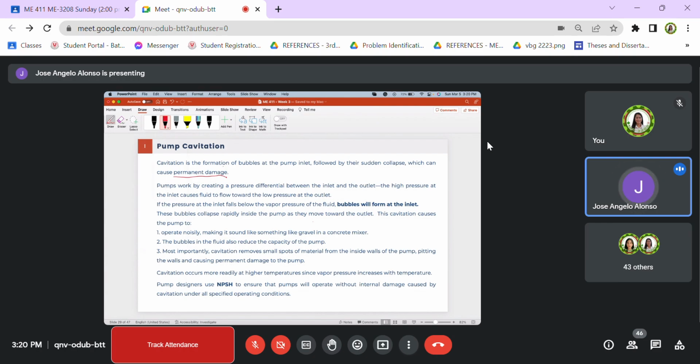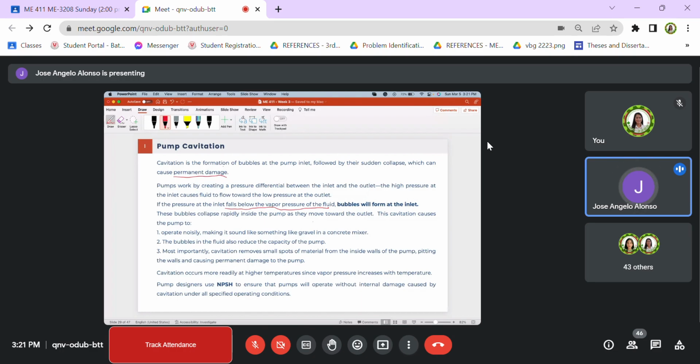So, a pump works by creating a pressure differential between the inlet and the outlet. The high pressure at the inlet causes fluid to flow toward the low pressure at the outlet. So we know that the fluid flows from the high pressure going to the lower pressure. So if the pressure at the inlet falls below the vapor pressure of the fluid, highlight din natin yan, then the bubbles will form at the inlet. This bubble collapses inside the pumps as they move towards the outlet. So that's what we call the pump cavitation.